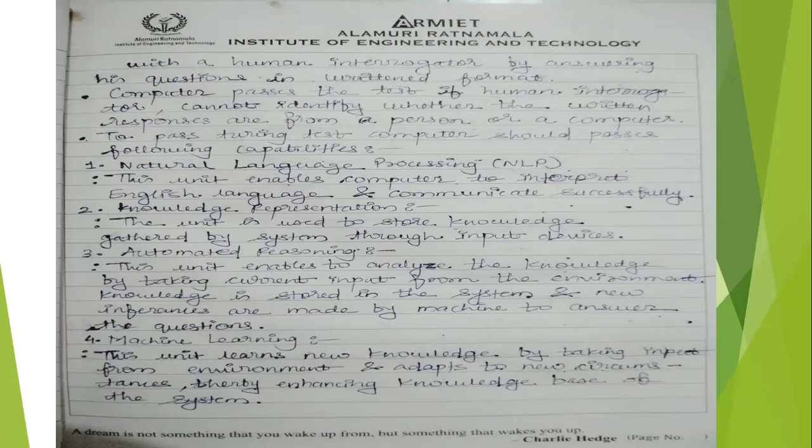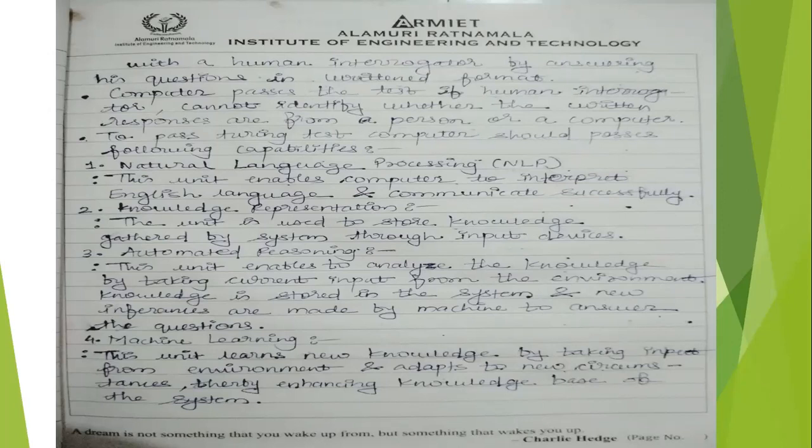Next is knowledge representation. This unit is used to store knowledge gathered by the system through input devices. Now there are various input devices in the computer. What are the input devices? Keyboard, mouse, these are the input devices. And what are the output devices? Screen, printer, which are attached to the computer, are output devices. So the input is given and knowledge is stored in the memory. So that is knowledge representation. It is gathered by the system through input devices.